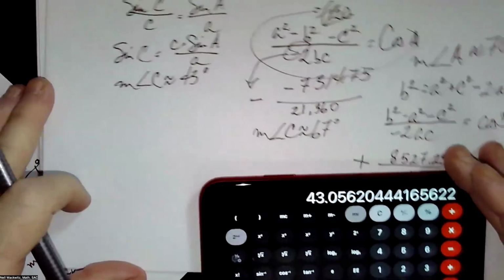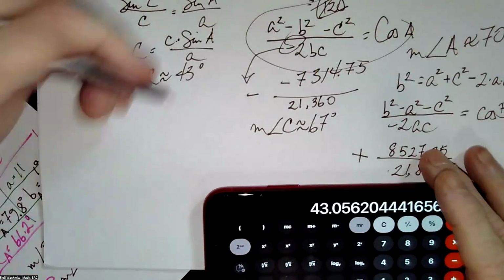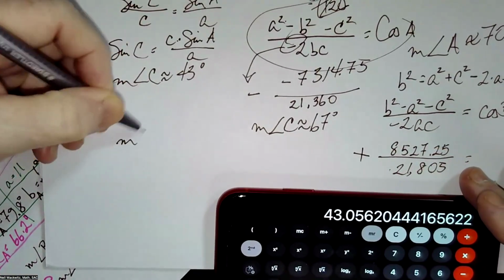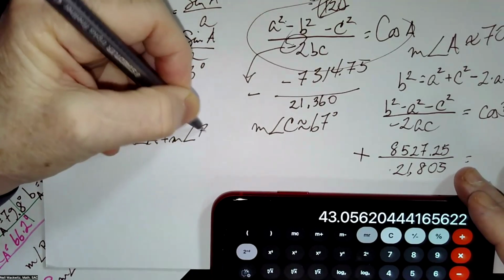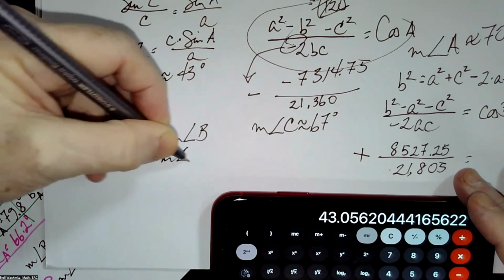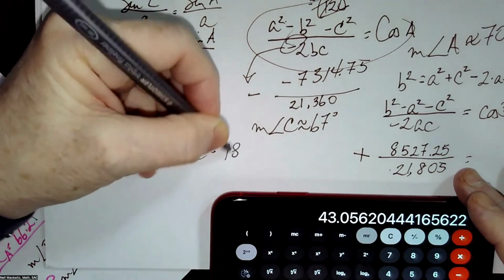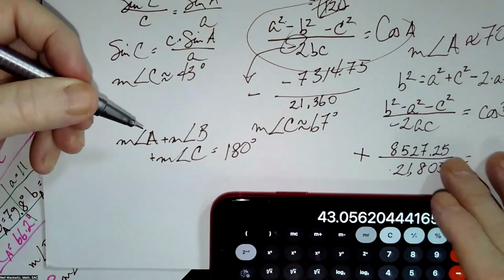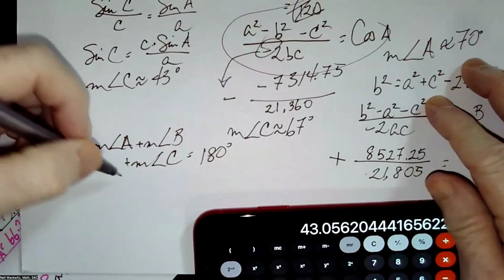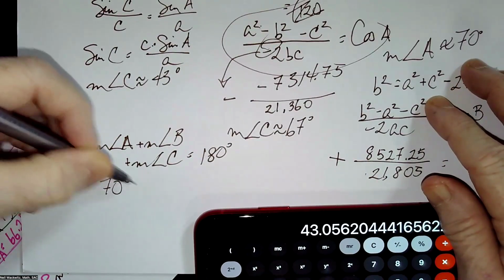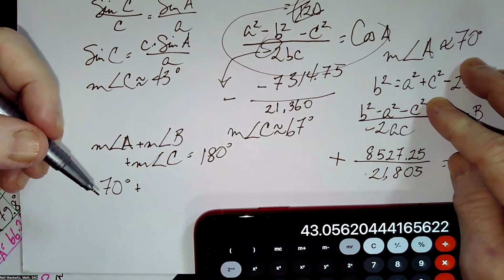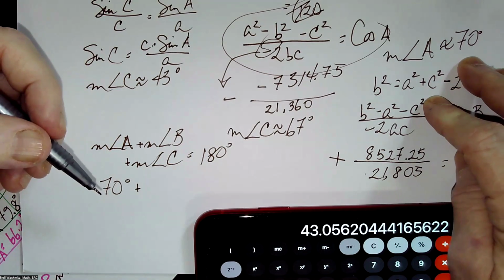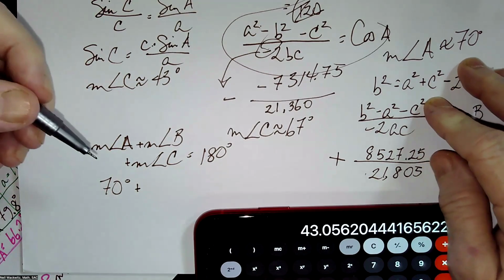And to check, let's just add them. So we know that the measure of angle A plus the measure of angle B plus the measure of angle C should equal 180 degrees. And we said that the measure of angle A was 70 degrees, that the measure of angle, can y'all still hear me? Yes, ma'am. Yep. Okay, swell, thank you.